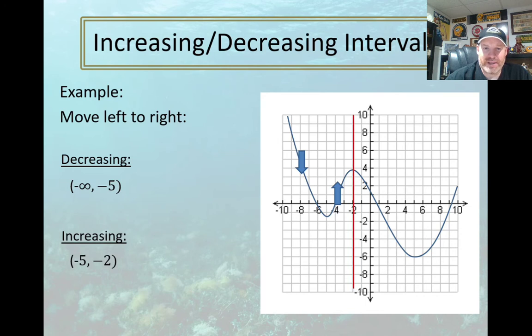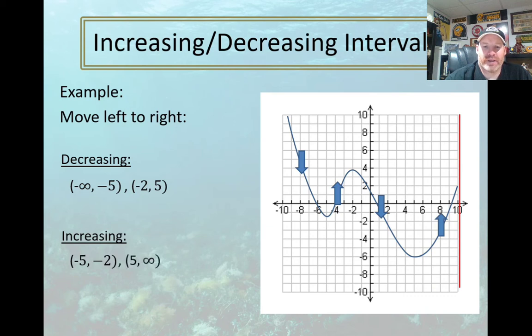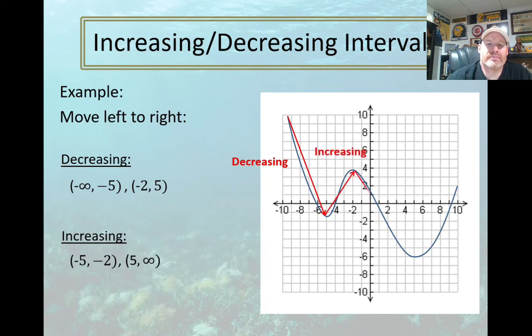Now it looks like we're going to decrease again, from negative 2 to positive 5, and once again we're increasing from that point, from 5 to infinity. It's really that simple. Okay, I'm going to go through it again, looking at it just a little bit differently. Starting at the end of the graph from the left, we're going downhill. So we are decreasing and then increasing and then decreasing and increasing. So it's fairly easy to see where those intervals are occurring.